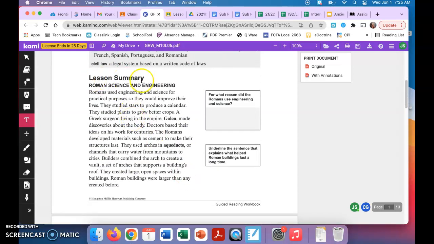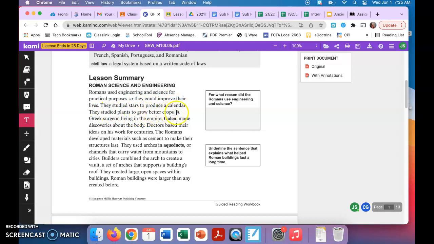So in the first section here under lesson summary, we have Roman science and engineering. So you have two tasks here. The first one is, for what reason did the Romans use engineering and science? And then secondly, you're going to underline the sentence that explains what helped Roman buildings last a long time.